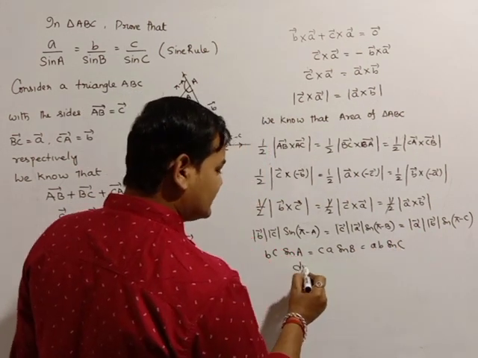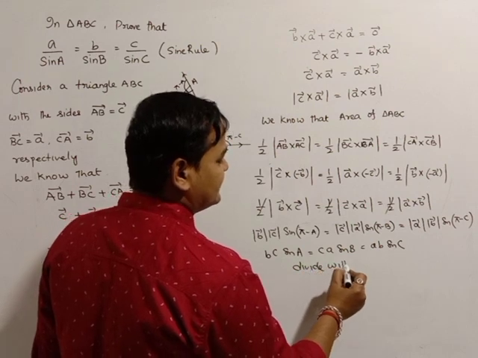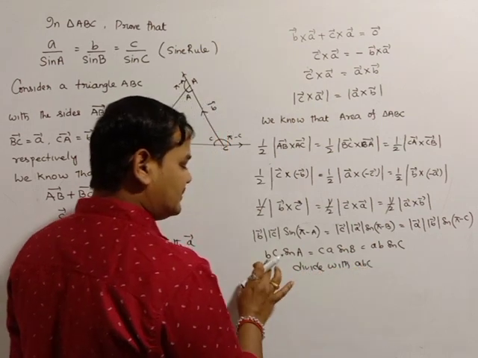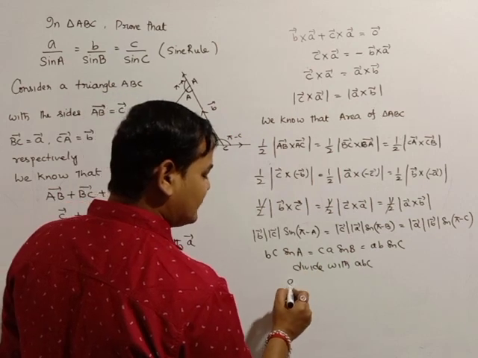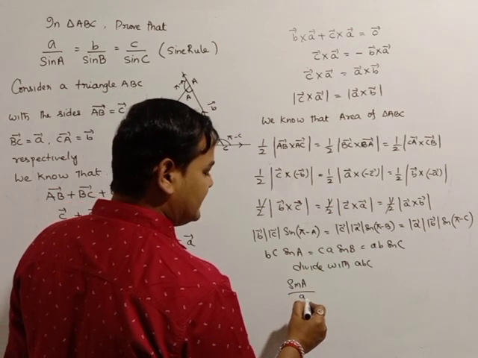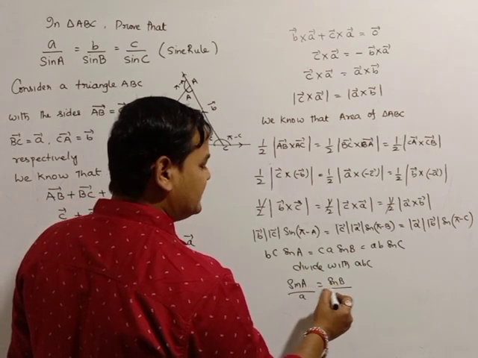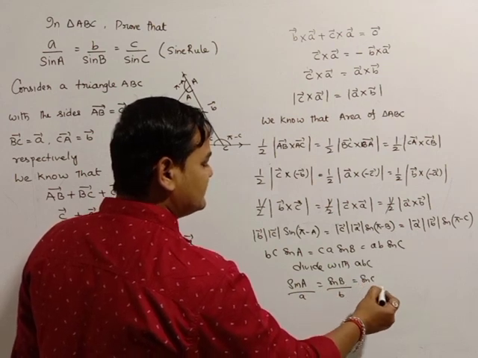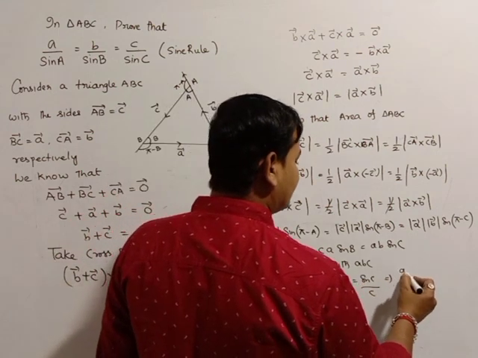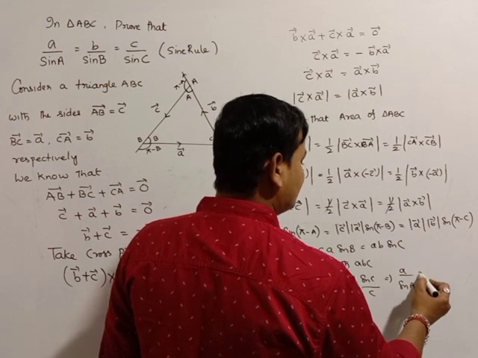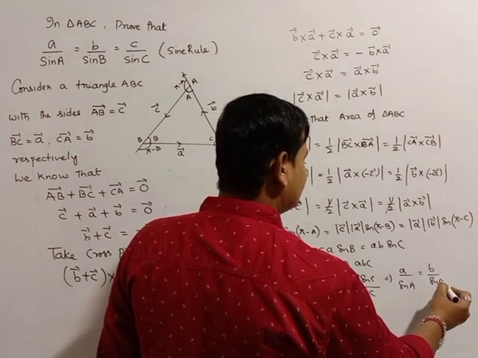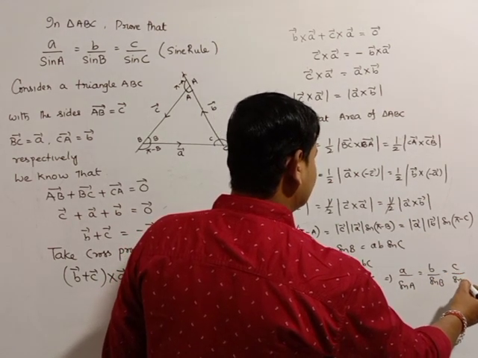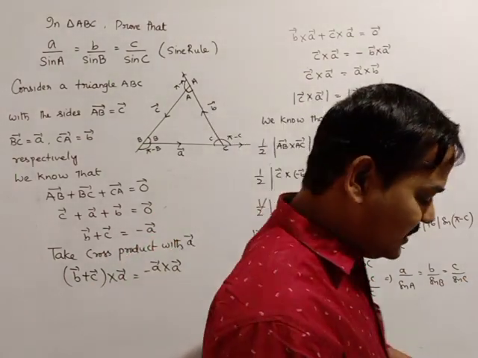Next, divide by ABC. If you divide by ABC, the common terms will be cancelled. Finally, you get sin A by a, sin B by b is equal to sin C by c. Write it in the order: a by sin A is equal to b by sin B is equal to c by sin C. Just observe, I will explain again what you did.